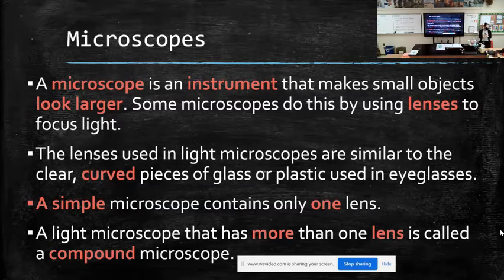And then a light microscope that has more than one lens to kind of layer it and help with that magnification is called a compound microscope. Okay, so you're putting multiple lenses together. There's even other types of microscopes as well that again we'll get into. And when we do our labs on microscopes, we will use and look at compound light microscopes.